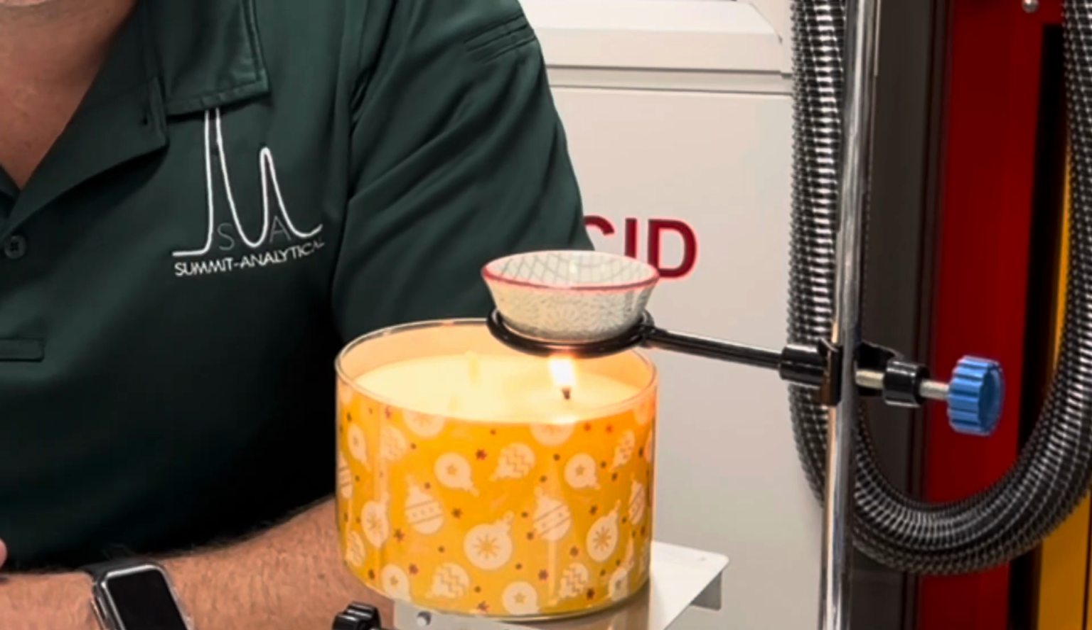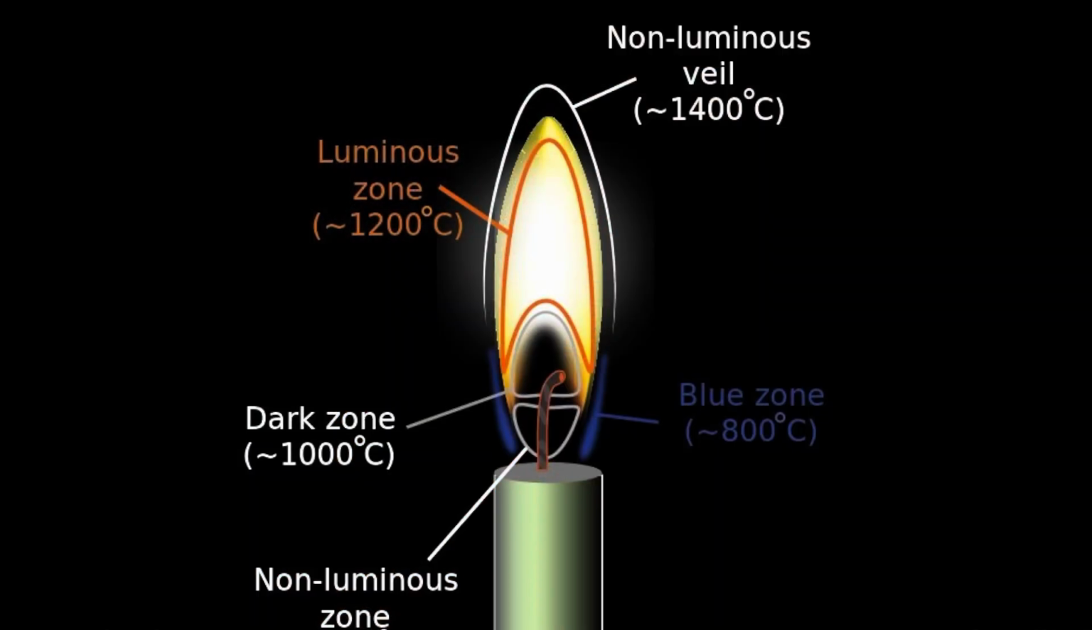So let's take another look at that candle diagram. Now all we are doing is moving that ceramic bowl down into that bright yellow layer where the bottom of the bowl will capture any partially combusted hydrocarbons, or in our case, candle wax.